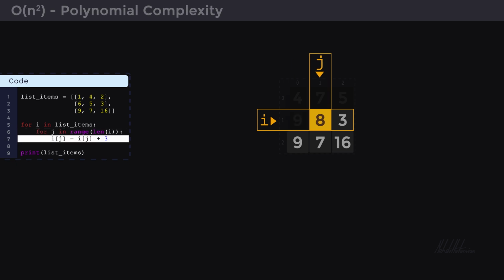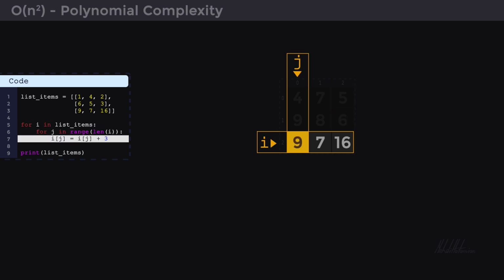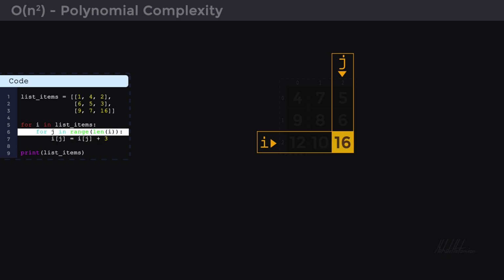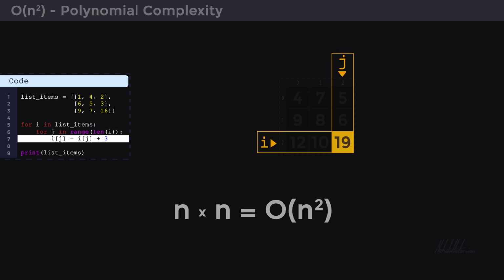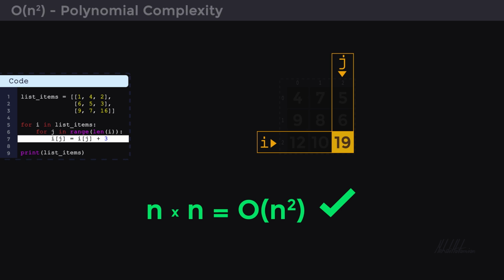As you can see, the outer loop goes through each sublist first, and then the inner loop adds 3 to each element. This procedure is highly dependent on the number of sublists and the number of elements within each sublist. So the time complexity of this code is big O of n times m, where n is the number of sublists and m is the number of elements in each sublist. If the number of sublists is roughly equal to the number of elements in each sublist, then the time complexity is big O of n to the power of 2.